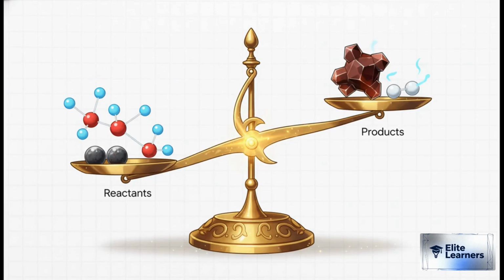By adding those coefficients, we now have a perfect balance. Let's do a quick count. 3 iron atoms on the left, 3 on the right. Check. 8 hydrogen atoms on the left, that's 4 times 2, and 8 on the right. Check. And 4 oxygen atoms on the left and 4 on the right. Perfect. The books are balanced. The law of conservation of mass is happy.